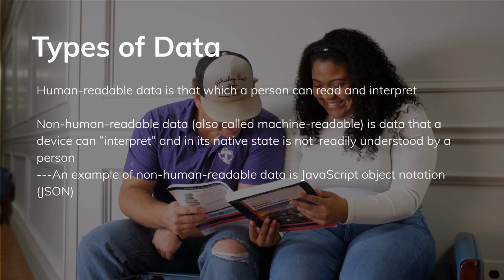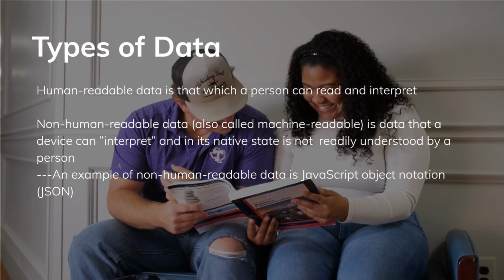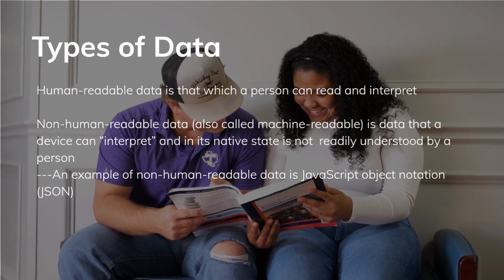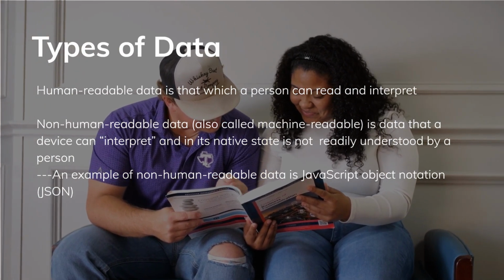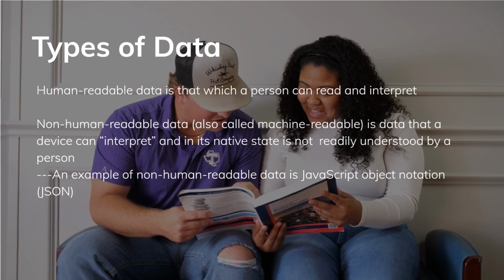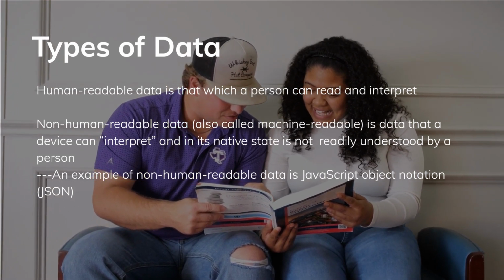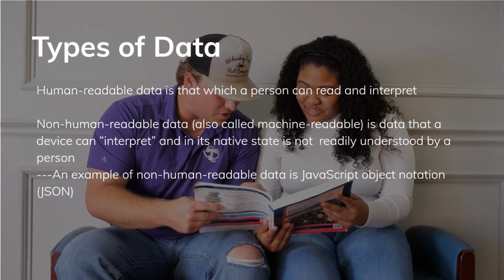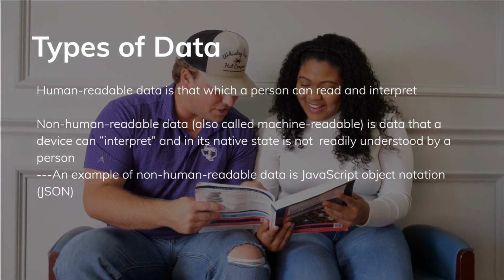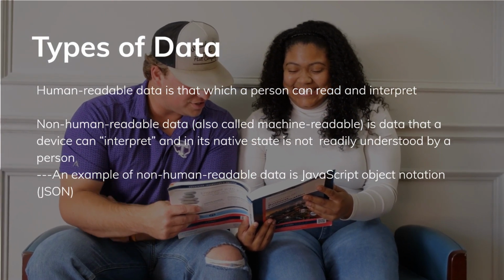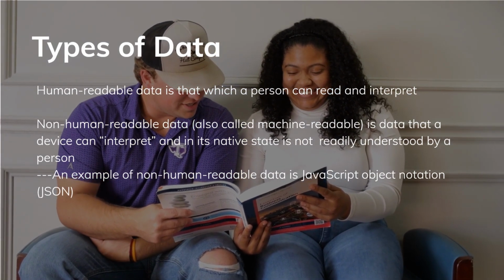Example of non-human readable data: JSON. JavaScript Object Notation is a lightweight data interchange format that is easy for machines to parse and generate. It is commonly used for transmitting data between a server and a web application. Understanding these data types and their specific requirements for protection is crucial for developing comprehensive data security strategies that align with both internal needs and external regulatory requirements.